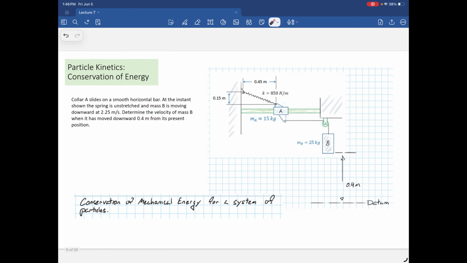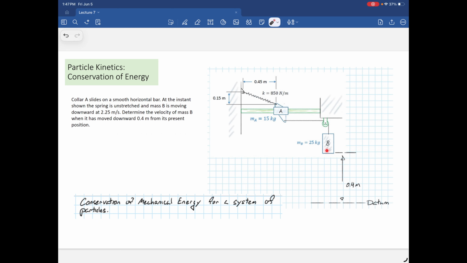All right, well, let's look at an example problem here. We have a collar A that has a mass of 15 kilograms, and we have a mass B that has a mass of 25 kilograms. Mass A is attached to a horizontal rod, and it's frictionless. It's allowed to move smoothly along the rod, and it's attached to a spring with a spring constant of 850 newtons per meter. What we're asked for is to determine the velocity of mass B when it has moved downward 0.4 meters from its present position.